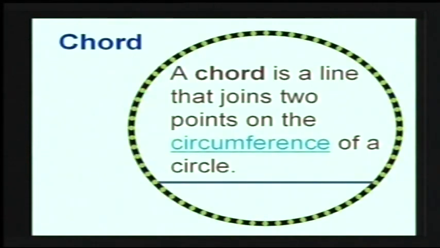The next one, the chord. A chord is a line that joins 2 points on the circumference of a circle. Can you see a blue line across there? Those green dots on the circle are the points, and that blue line crosses over 2 points. From one point, it goes to the other point on the circumference. That line is called the chord. Again, the chord is a line that joins 2 points on the circumference of a circle.